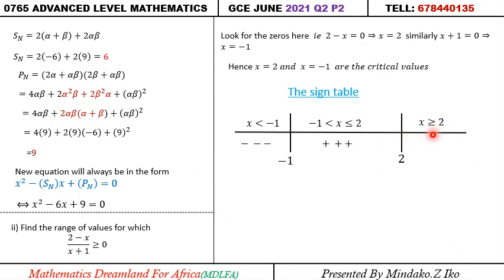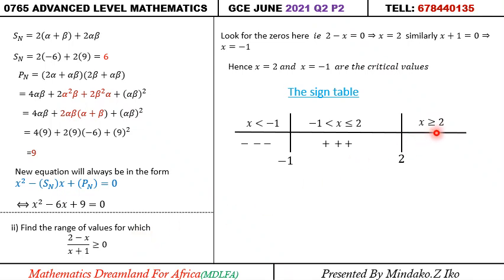Now, for values of x far above 2, it means we can take 3. You can take 3, 4, 5, 6. It depends on you. So if I decide to use 3, let me use 3.